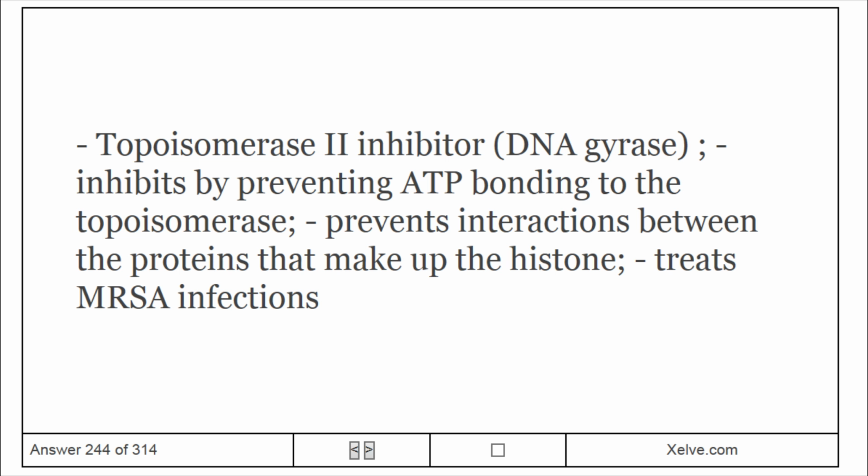Novobiocin: a topoisomerase 2 inhibitor, inhibits by preventing ATP binding to the topoisomerase. Prevents interactions between the proteins that make up the enzyme, treats MRSA infections.